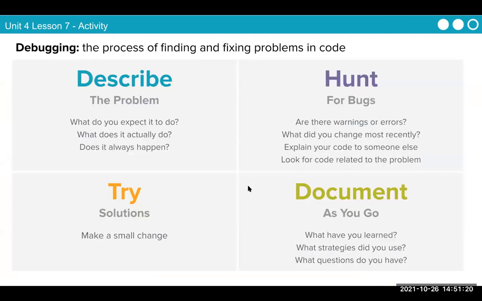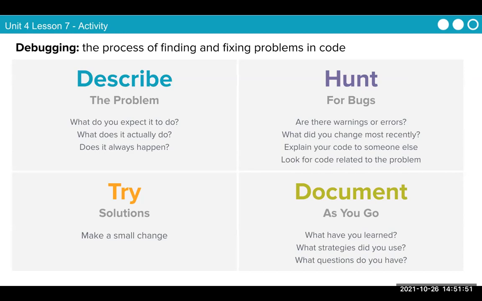Okay, remember, debugging is the process of finding and fixing problems in code. Describe the problem. What do you expect it to do? What does it actually do? Does it always happen? If it's intermittent, that's probably a good clue. It's a problem with your on event. Hunt for bugs. Are there warnings or errors? What did you change most recently? Explain your code to someone. Look for code related to the problem.